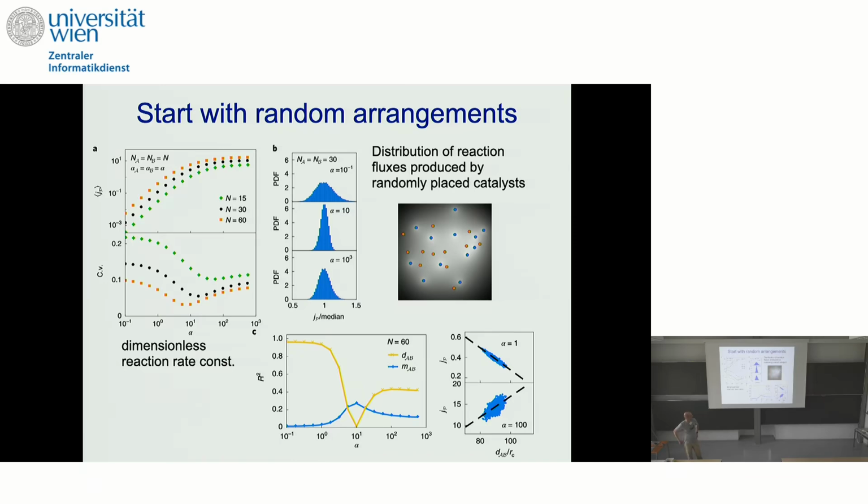Right. The variance, or rather the standard deviation, the coefficient of variation, of course decreases as n goes to infinity. But we are interested in small numbers and finite systems.